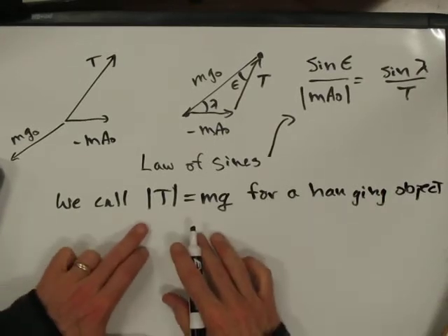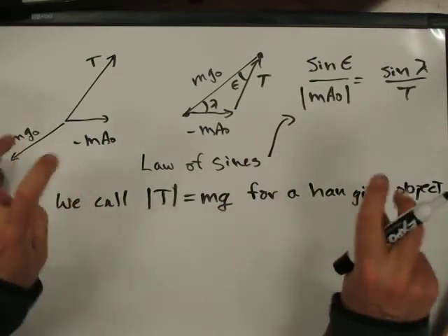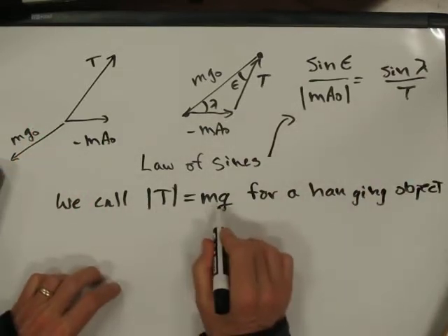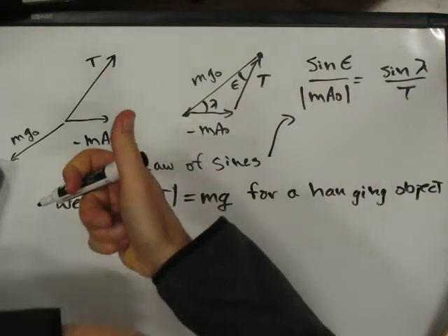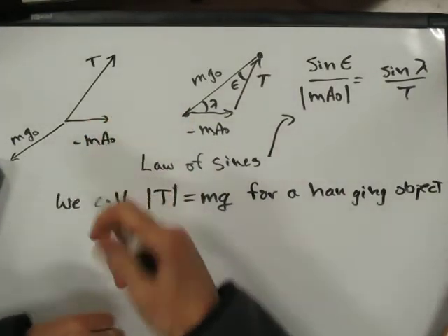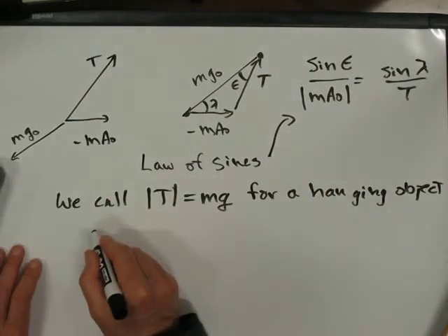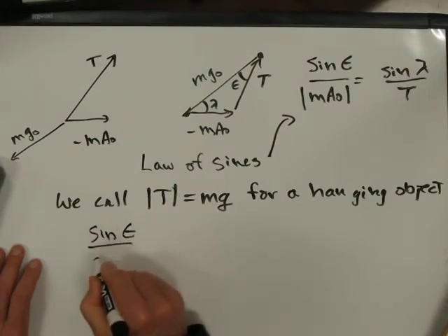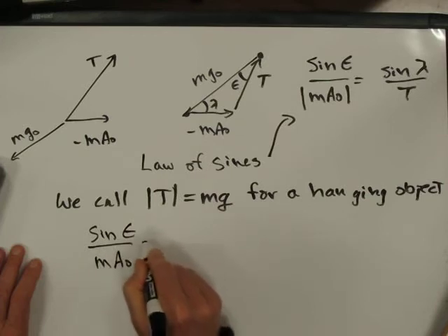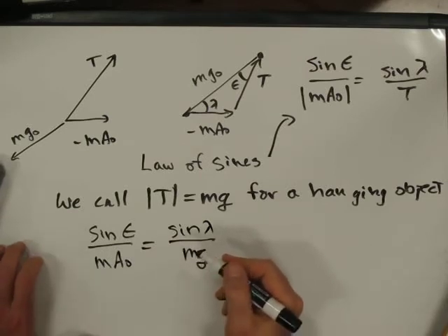Normally, way back in general physics 1, we said, look, if an object is just hanging straight down, the tension is just the same as mg. Mg pulls down, and tension pulls up, and so those two things are equal. And so we would write it this way: sine of epsilon over ma0 is equal to sine of lambda over mg.